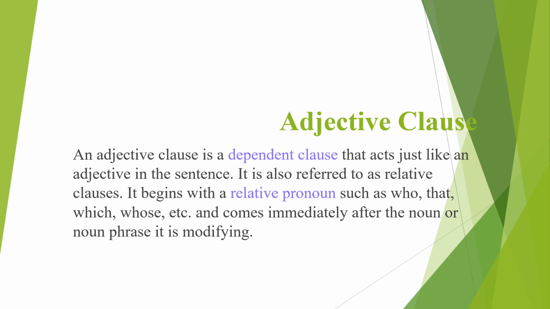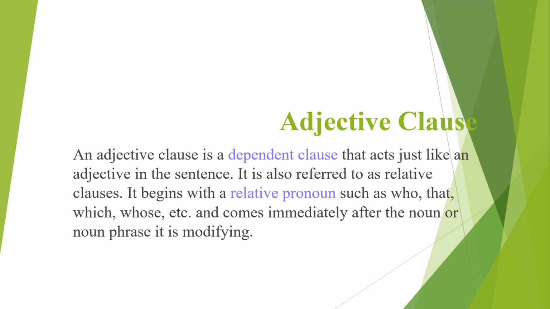Moving towards the definition of an adjective clause, an adjective clause is a dependent clause that acts like an adjective in the sentence. The main function of an adjective is to modify a noun or pronoun in a sentence, same as the function of an adjective clause, which is to modify a noun in a sentence.